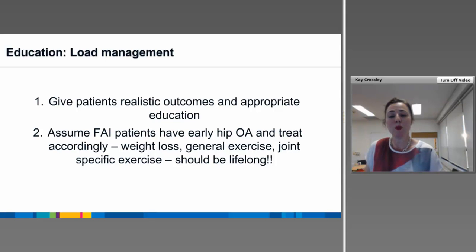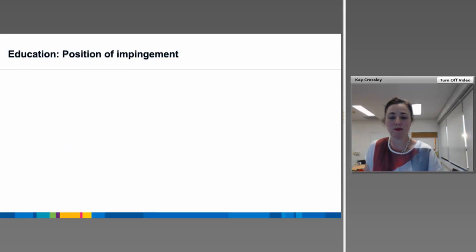It's important that patients with FAI have early hip OA. We heard from Kay that FAI is associated with a higher risk of hip OA, and that patients have pathology that's associated with early hip OA. So we need to treat them accordingly and include things like weight loss, general exercise and joint-specific exercise, and this needs to be lifelong because their pathology is not going to go away.